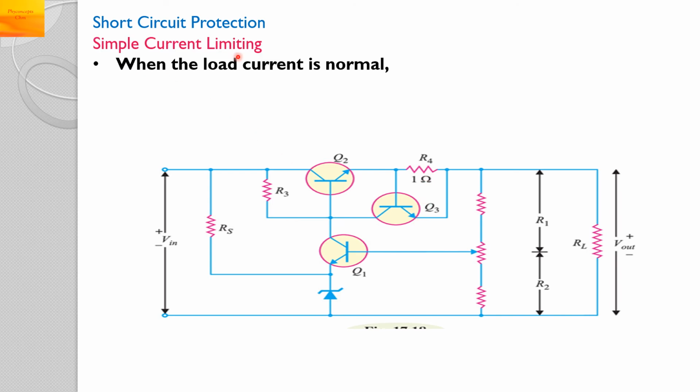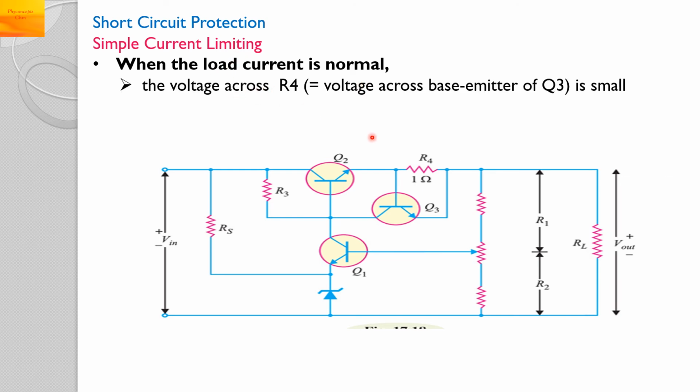Simple current limiting. When the load current is normal, normal means it is not much greater, the voltage across R4, which is actually the voltage across the base and emitter of Q3, will be small. The base emitter voltage will be small for Q3, and hence Q3 will be off.